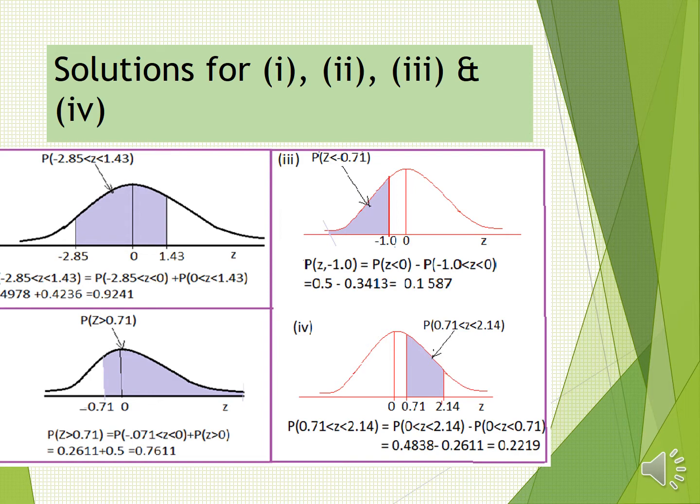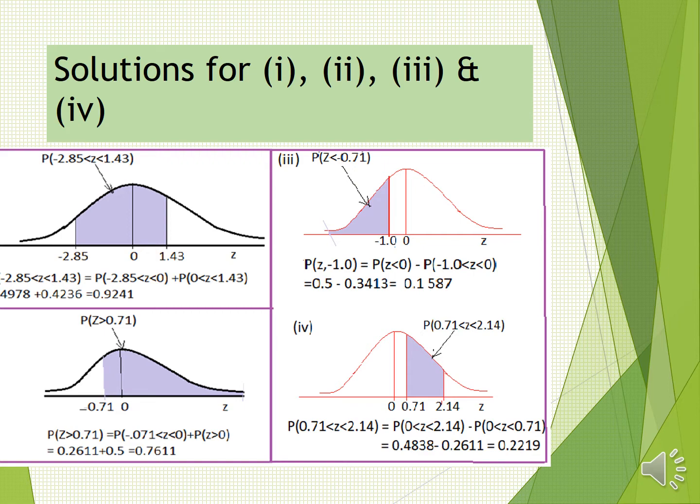So you realize then that the probability can be broken down into two probabilities, i.e. from negative 2.85 up to 0, and that is 0.4978, and then from 0 up to 1.43, which is 0.4236. So the answer is 0.9241.